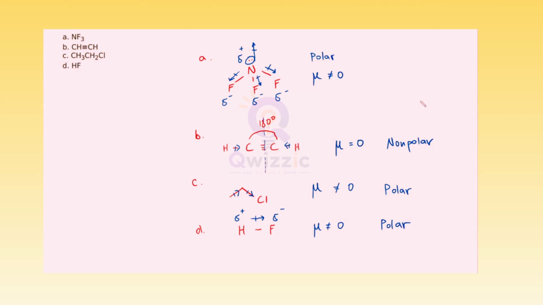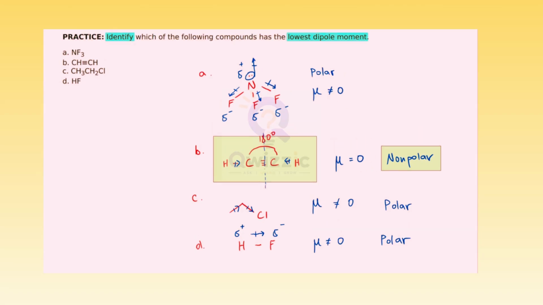Well done. So now, based on this analysis, electronegativities, the structure shape, and the dipole moment analysis, we can state that the only structure which is nonpolar is acetylene. If acetylene is nonpolar while all the other molecules are polar, we can state that the lowest dipole moment, in this case the 0 dipole moment, will correspond to the answer choice B. Acetylene has the lowest dipole moment among the given structures because it's nonpolar while the other structures are polar.